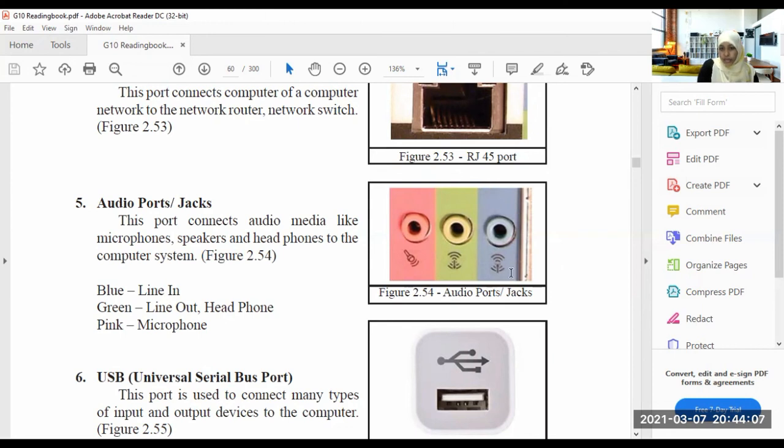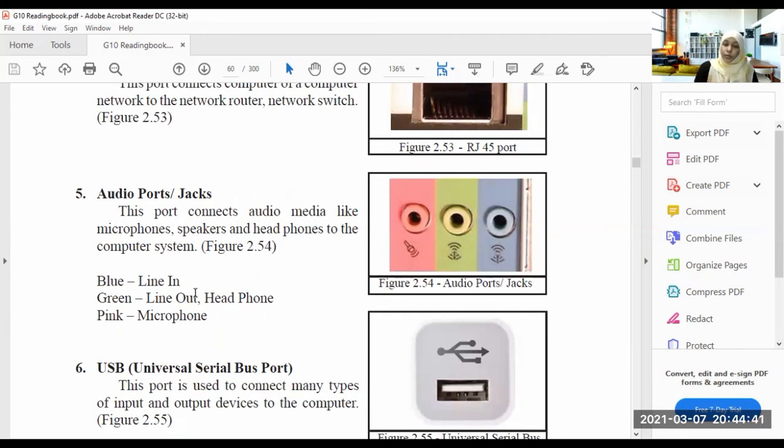So whatever device you want to input sound or audio from to the computer, you can use the line in. For example, when I was small, I plugged a speaker into this line in one. Then I was able to record sound through the speaker. I don't know whether it is possible or not, but it happened, right? So line in means if you want to input sounds to the computer, you can use this blue port.